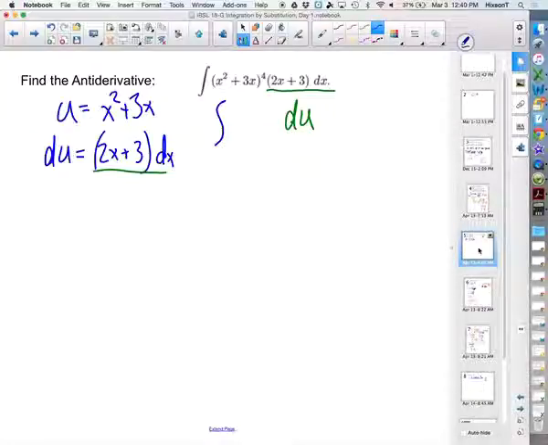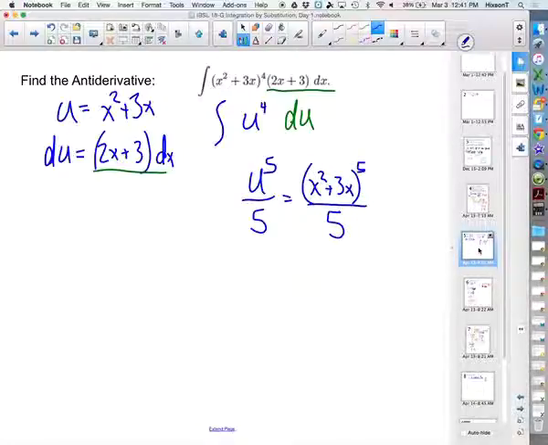So now we have the integral of u to the 4th du. And now we're back to a and c, the one we just looked at. u to the 5th over 5. Since u is x squared plus 3x, it's (x squared plus 3x) to the 5th over 5 plus c.